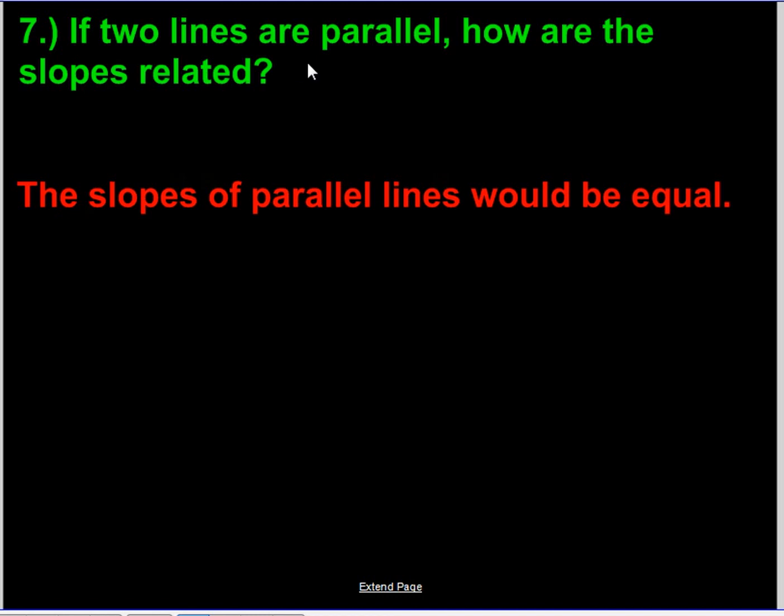Number 7, if two lines are parallel, how are the slopes related? Well, the slopes of parallel lines would be equal. So this is the opposite of the last question that we saw.